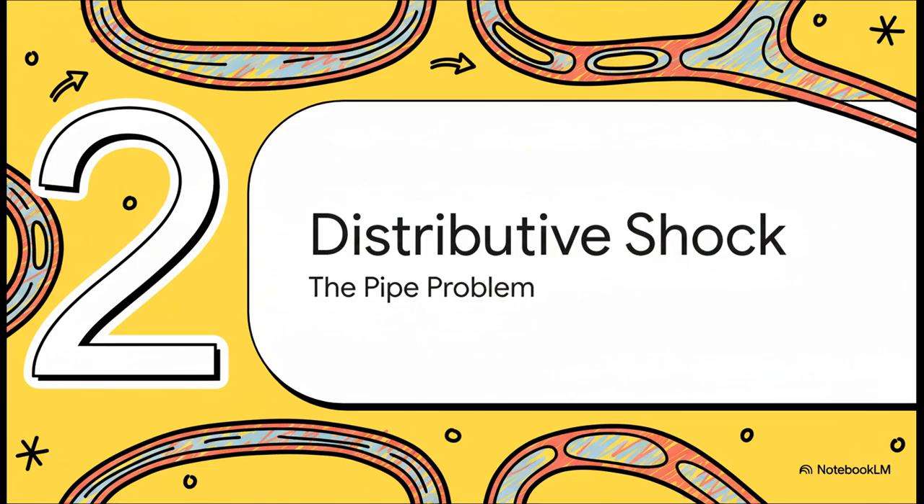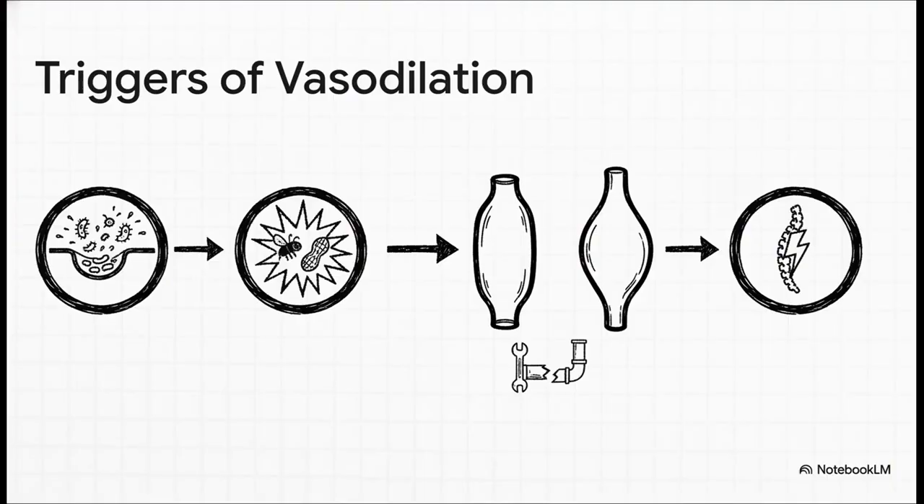All right, next on our list is distributive shock. We're going to call this one the pipe problem. So, what if you have plenty of delivery trucks and they're all fully loaded, but all of a sudden, every single road in the city turns into a massive 8-lane freeway? The things that cause this are events that lead to what's called profound vasodilation, basically a dramatic widening of all the blood vessels. This can be triggered by sepsis, where a huge infection releases toxins, or anaphylaxis, which is a massive allergic reaction. In both cases, the pipes of the circulatory system just get way, way too big.